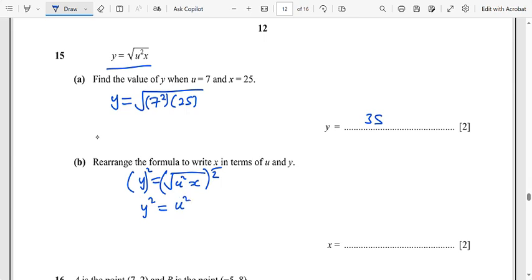So we get u squared x. Then finally to be left with x, the relationship between u squared and x is that of multiplication, because u squared is multiplying x. So we need to cancel that with division by dividing both sides by u squared. So x is y squared over u squared. And in some cases, you might see this answer as y over u being squared.